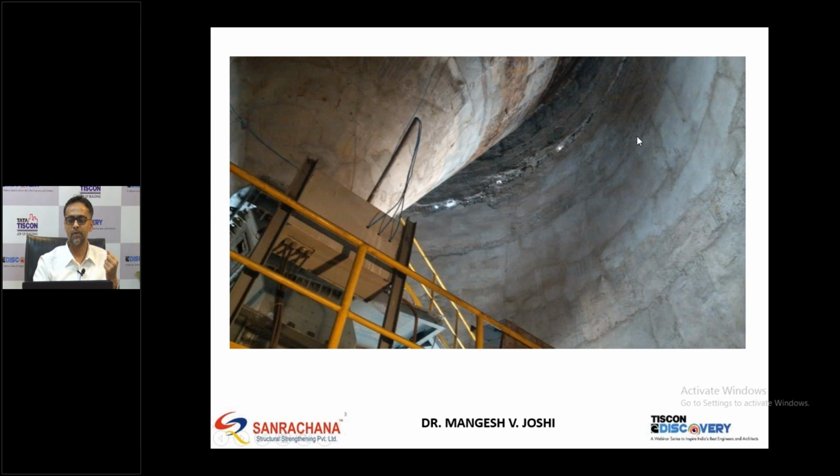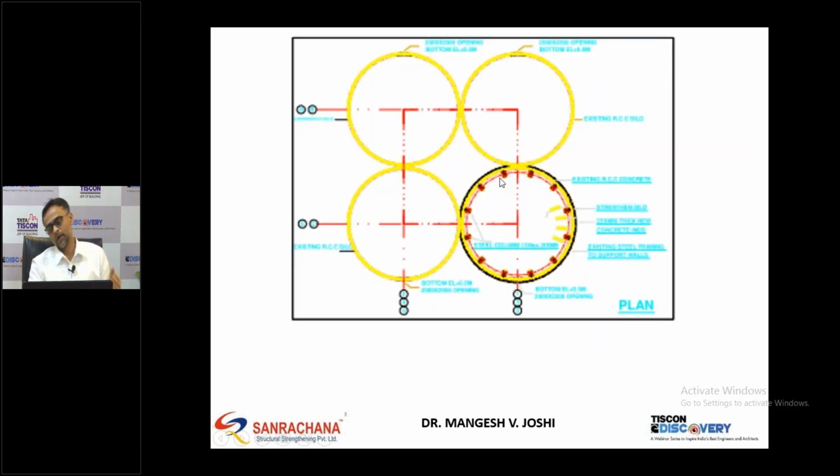And if you see from inside, there is a through and through cracking, and the cracking is at the most critical location, just below the ring beam of a hopper. This is a hopper, and just adjacent to this there is a through and through cracking. It was a multi-cell silo. 4 cells were constructed at a time. So the typical geometry was like this: 4 cells constructed at a time.